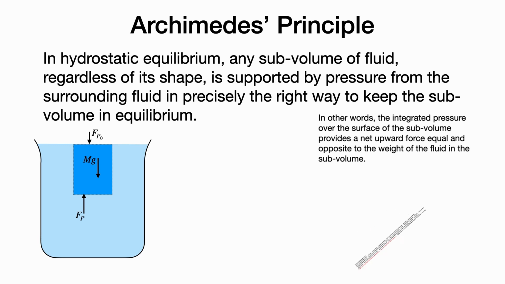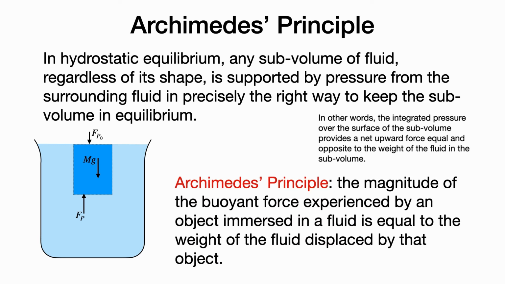This leads us to Archimedes' principle, which says that the magnitude of the buoyant force experienced by an object immersed in a fluid is equal to the weight of the fluid displaced by that object. So if we just imagine the subvolume there, and imagine that it's still the same fluid, there is a buoyant force equal to the weight of the subfluid, and it just sits there in equilibrium.